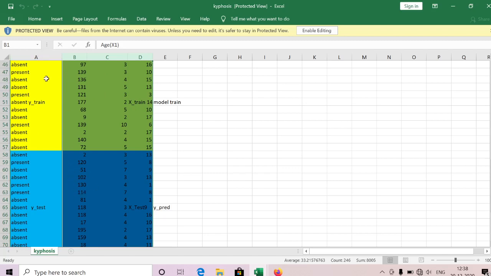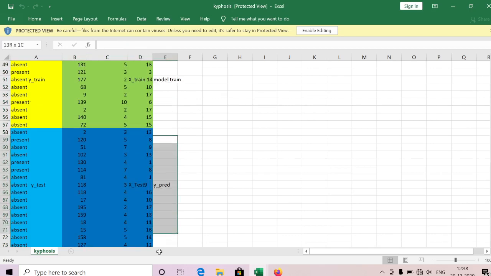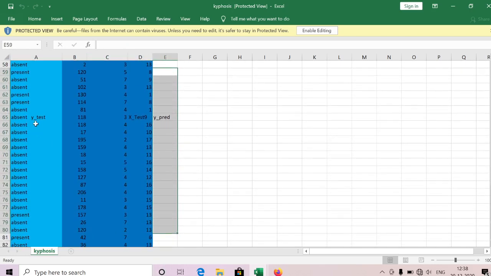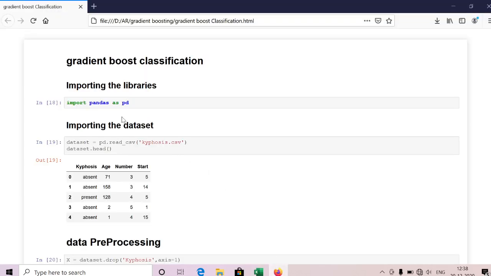For the x column, x train; for the y column, y train. Similarly, y test and x test. Here I divided into four parts. If I want to train our model, I need to pass the x train and y train for model training. If I want to test our model, we need to pass the x test, then we'll get the y prediction. Then we'll calculate the accuracy between the y test and y prediction, and we'll get the efficiency of our model. Similarly, we'll execute it in our Jupyter Lab.